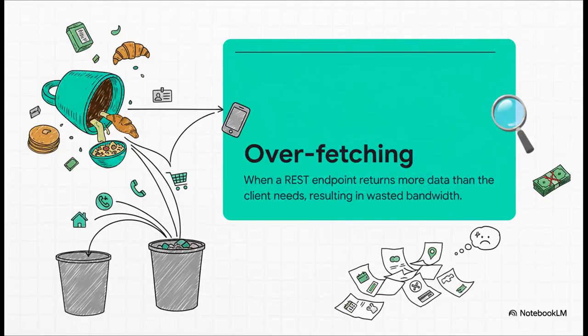So what is overfetching? It's when your app only needs one tiny piece of information, like a user's name, but the fixed REST endpoint sends you everything: their name, their address, their phone number, their entire order history, the whole shebang. It's like going to a restaurant and ordering a single cup of coffee and the waiter brings you the entire breakfast buffet. It's just so wasteful.